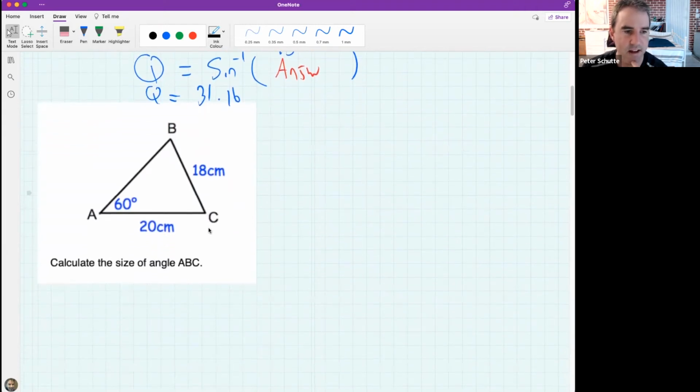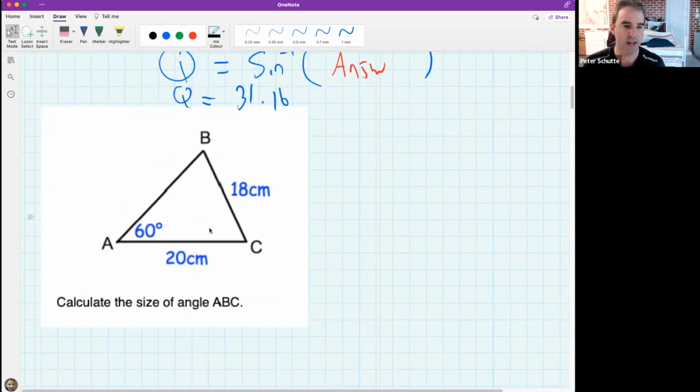Calculate the size of angle ABC. Now, there should be a little hat on top of this. Basically, what they're asking for is what is the size of this angle over here? So over to you guys. Time for you to shine brightly.